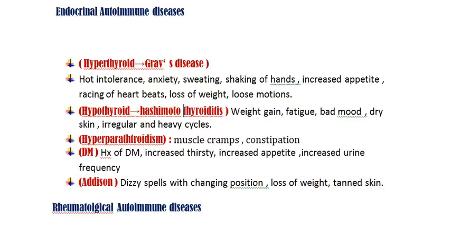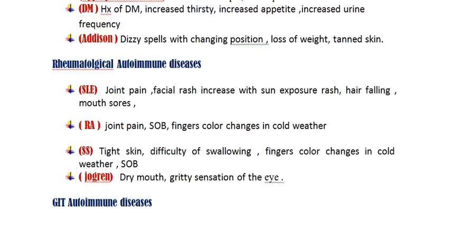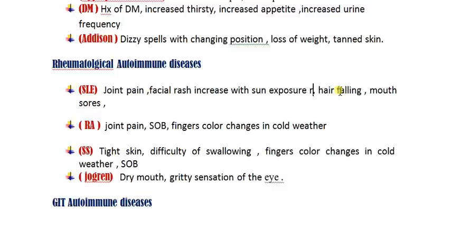Then rheumatological autoimmune diseases. We have SLE, rheumatoid arthritis, systemic sclerosis, and Sjogren's, which may be associated with vitiligo. So in SLE, we have to ask about any joint pain, any facial rash increased with sun exposure, any falling of hair, any mouth sores, any frothy urine as well.